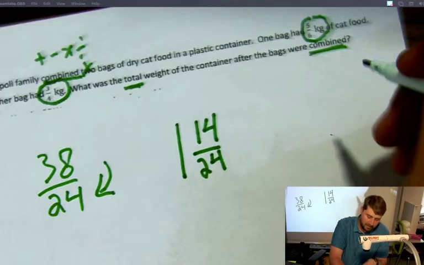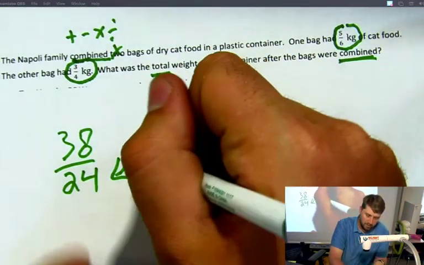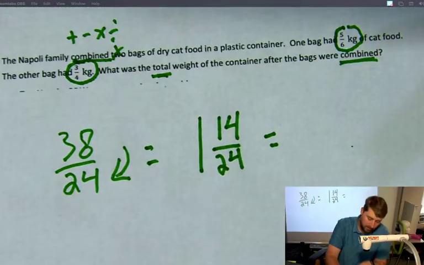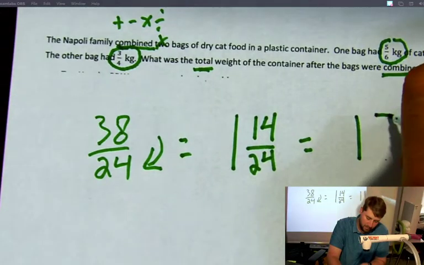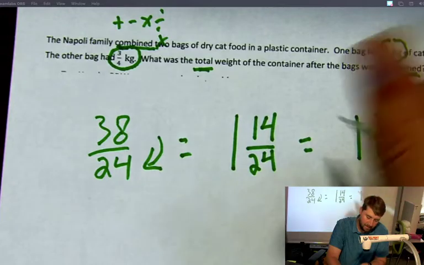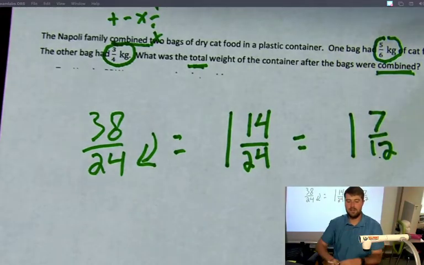Now, if you went so far as to reduce that even further, and these 2 answers are both correct, they are both equal, you can also reduce this answer even further into 1 and 7/12. If you divide both the top and the bottom, the numerator and the denominator by 2, you will get 7/12.